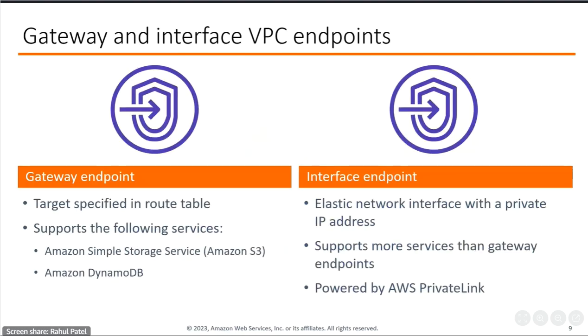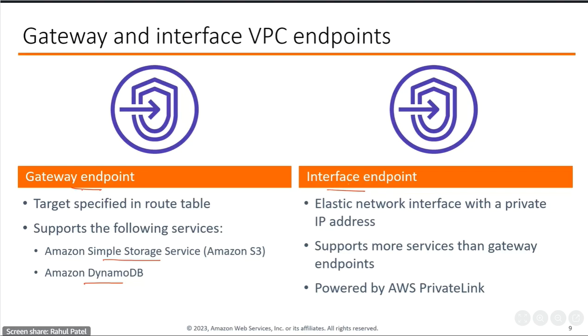Now there are two types of VPC endpoints. One is gateway endpoint and another is interface endpoint. The difference is that a gateway endpoint supports only two services, that is Simple Storage Service and DynamoDB. That means gateway endpoints can be used only with these two services. So if an EC2 instance wants to access S3 or DynamoDB, in that case, you can use gateway endpoints. And for all other AWS services, we can use interface endpoints.